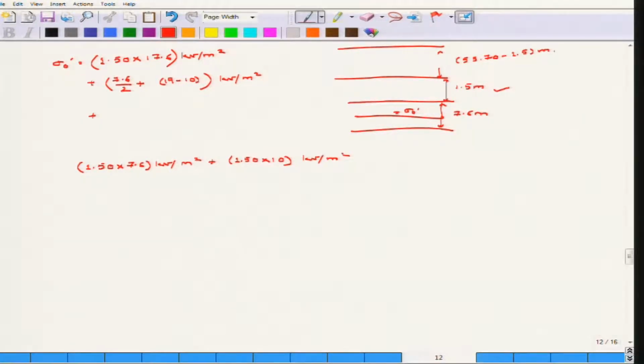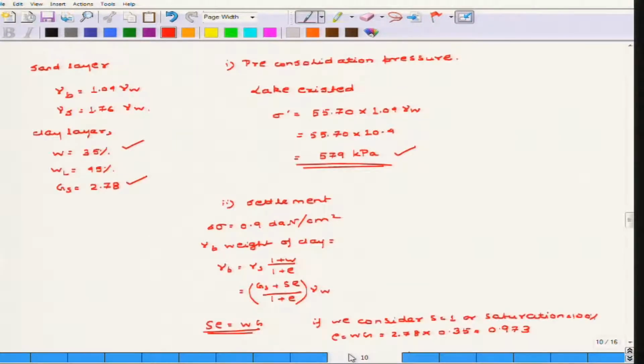And the last and final part is basically for the topmost part, 5.70 minus, now you are considering this at the time when the building is drawn.